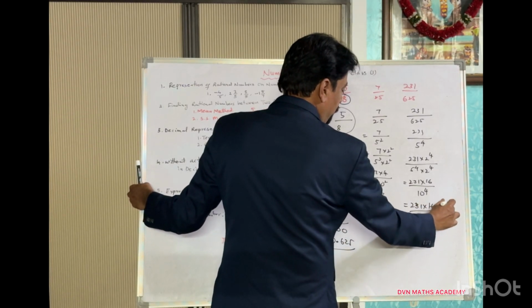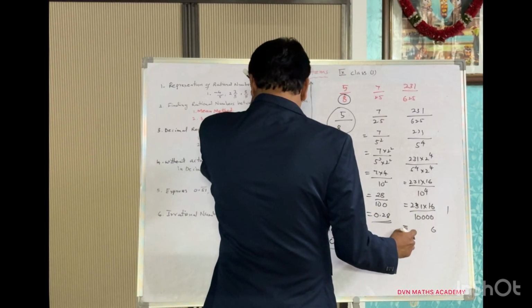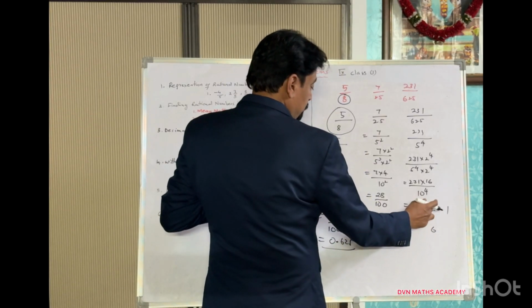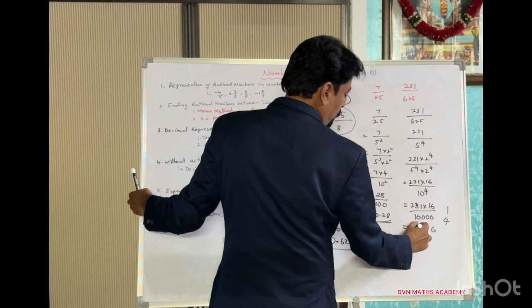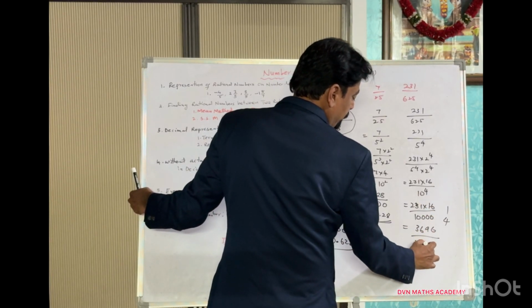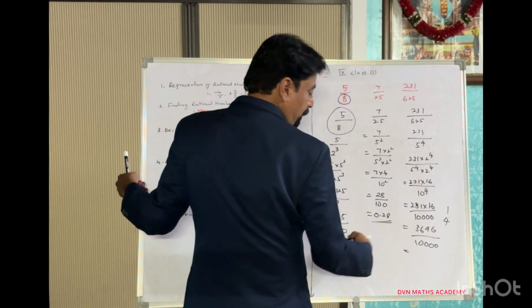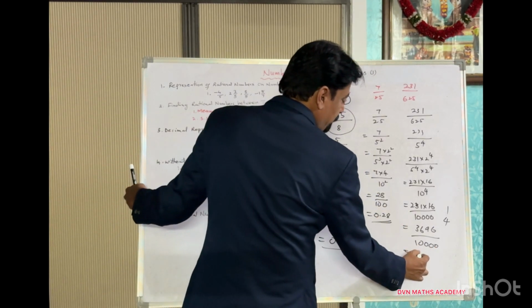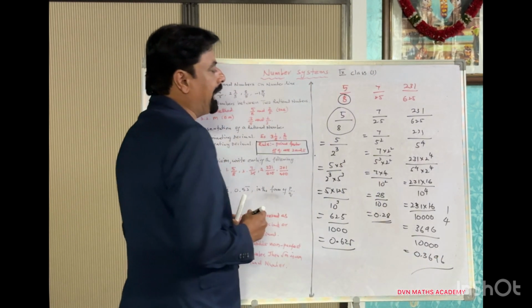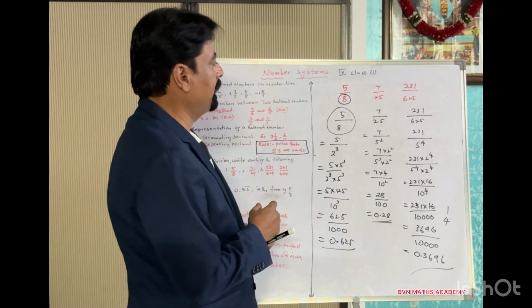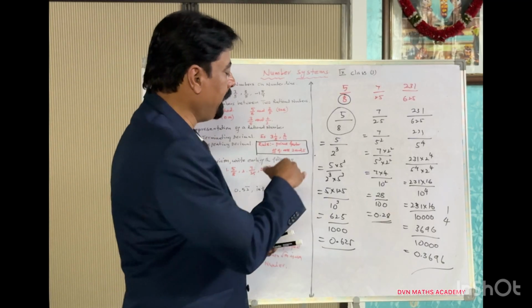16 ones are 16, 16 threes are 48, 49, 16 twos are 32, 36, by 4 zeros. It will become, the 4 zeros will move back, this will become 0.3696. So without actual division, I converted the given rational numbers into their decimal form.